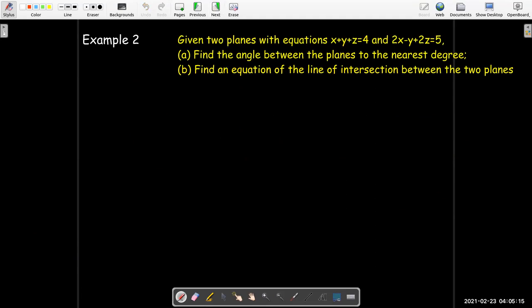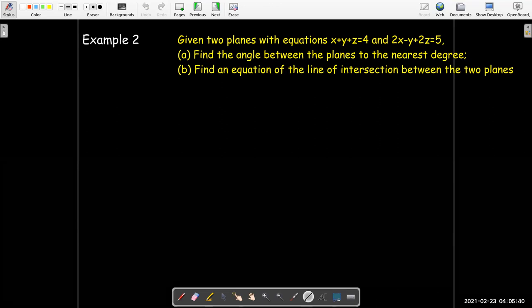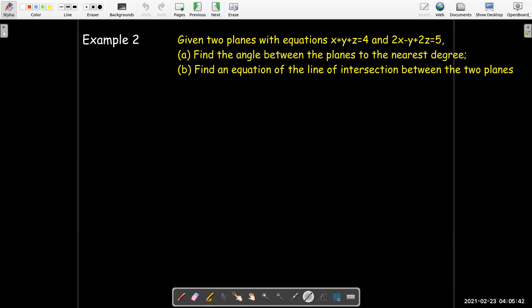All right, so let's finish up with another example here. I have two planes, and again, this is our most common way of writing the equation, this linear form here. And so I have x plus y plus z equals 4, 2x minus y plus 2z equals 5. And so we'd like to find the angle between the planes to the nearest degree and find an equation of the line of intersection between the two planes.